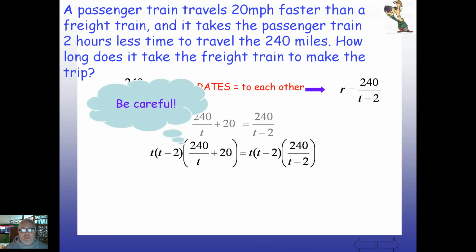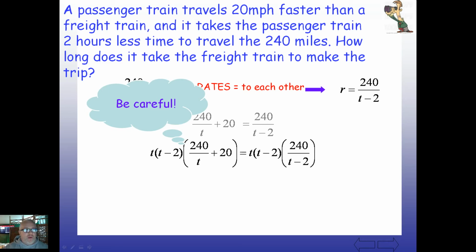All right. t times t minus 2 multiplied by 240 over t plus 20. So our least common denominator here is t times t minus 2, so we're going to multiply both sides by t times t minus 2. Just be careful. Start eliminating things. Don't be in a hurry here. We're not on a bullet train. Just take your time.